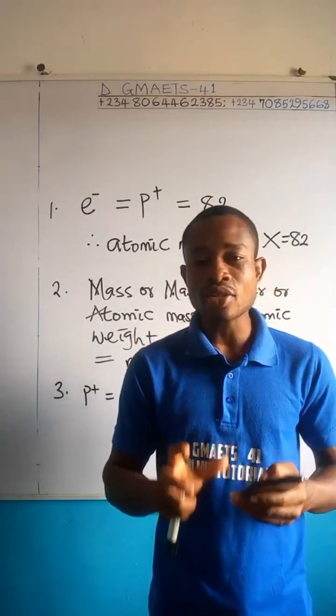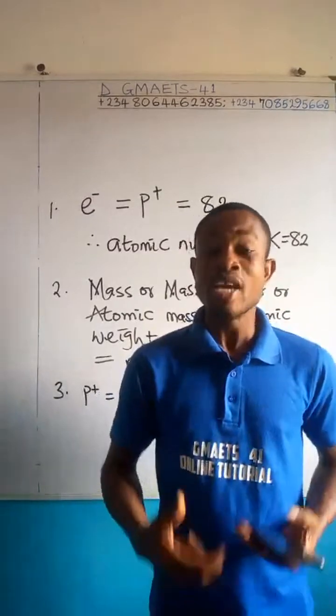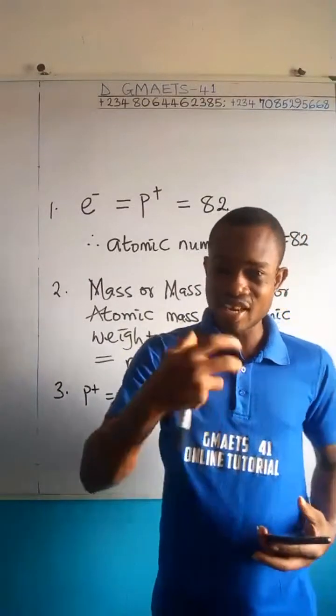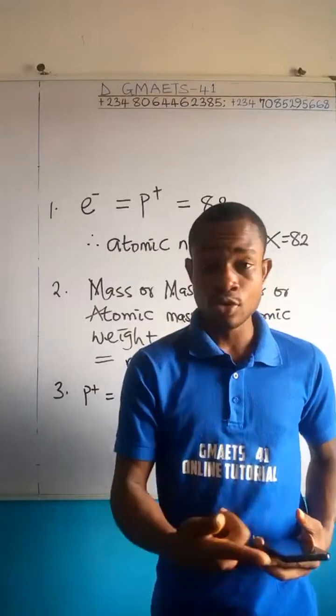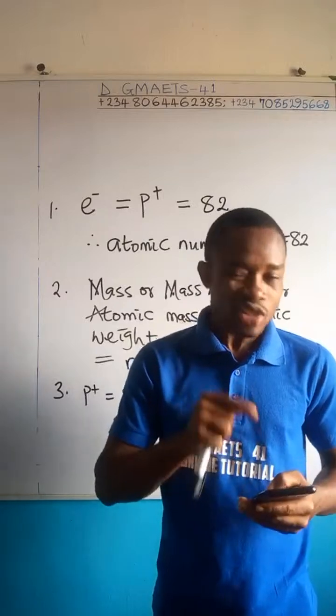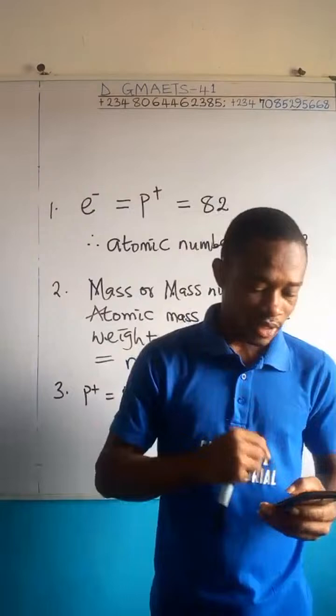C, neutral atom of a non-metal. Once again, it is not a neutral atom. Yes, we agree this is a non-metal, because it gained an electron. Non-metals gain electrons, while metals lose electrons. I think I talked about that in our previous class. So this is not a neutral atom, and option C is not the answer.